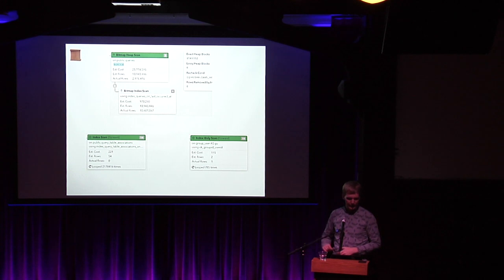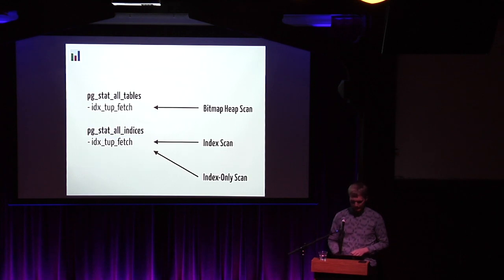So an index scan has to go to the table sometimes, and the index only scan, even though it says index only, also has to go to the table. And you can look at these two counters here to see that, right? You can look at the PgStat all tables counter for index fetch to see what the bitmap heap scan is doing in terms of table data. And then the PgStat all indexes table to see what the index scans and index only scans are doing.